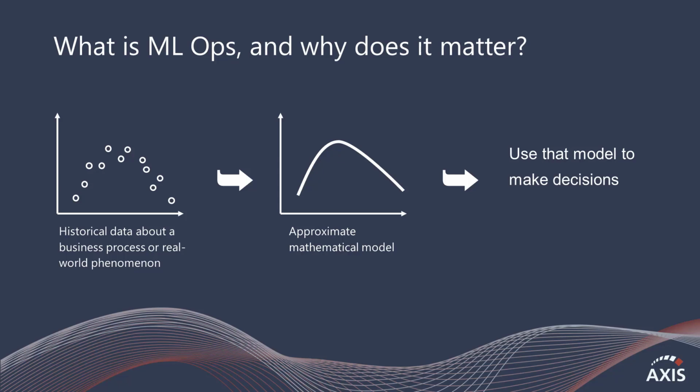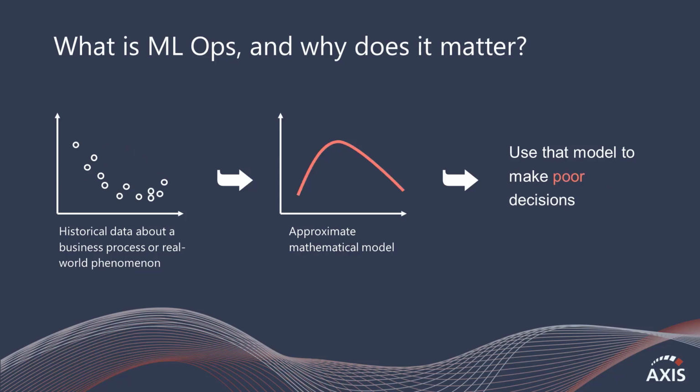Now, the problem is that your mathematical model can at times become out of sync with the actual underlying phenomenon that it is meant to pattern itself after. And when that happens, if you continue using the model, you're going to be making potentially poor decisions. So MLOps is inherently about making sure that the models that you have in production to support those decisions are aligned with the actual underlying business phenomenon that may be transient and changing over time.